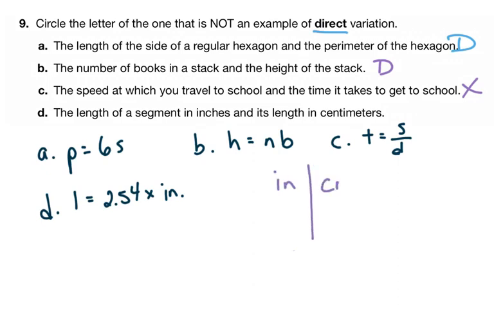1 inch is like 2.54 centimeters. 2 inches is going to be 5.08 centimeters. Did this go up, 1 up to 2? Yes. And 2.54 up to 5.08? Yes. So that one also is direct variation. The question again was, circle the letter of the one that is not an example of direct variation. The only one that is not an example is C.